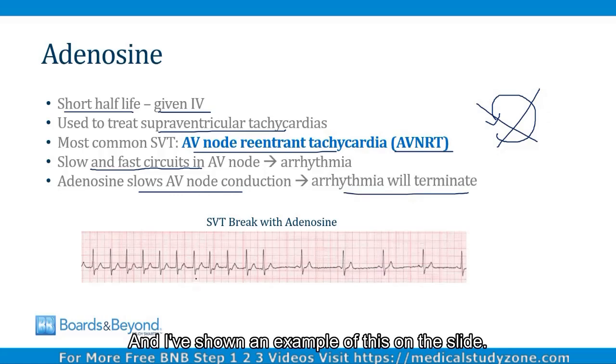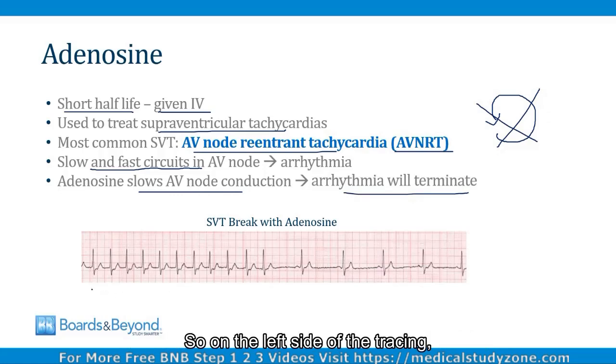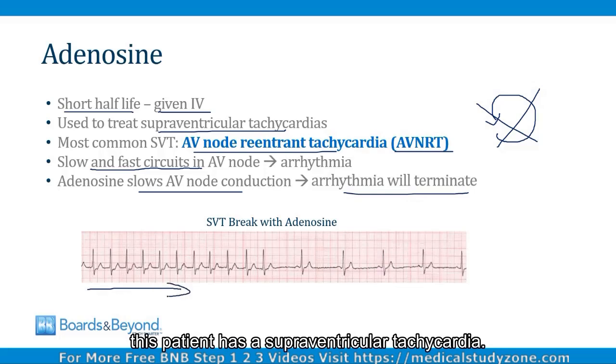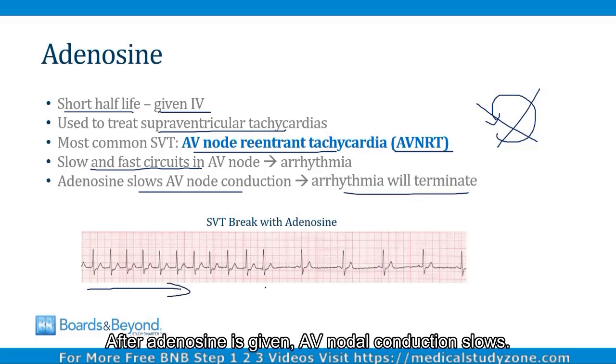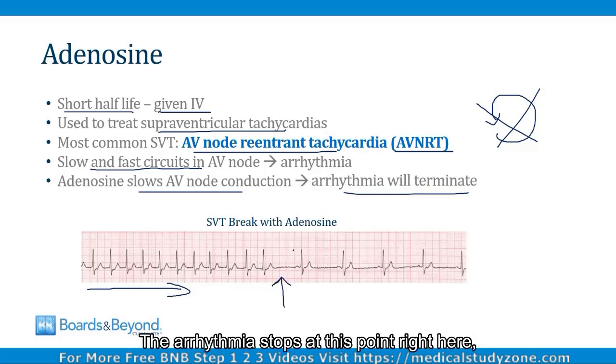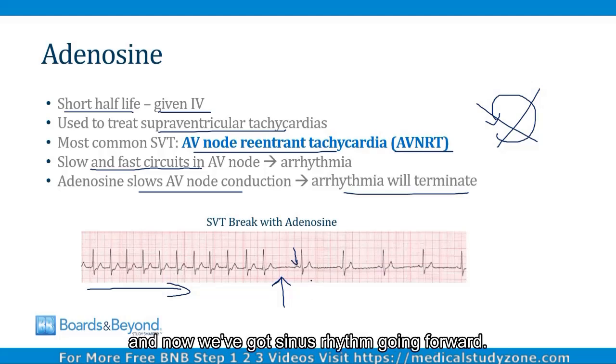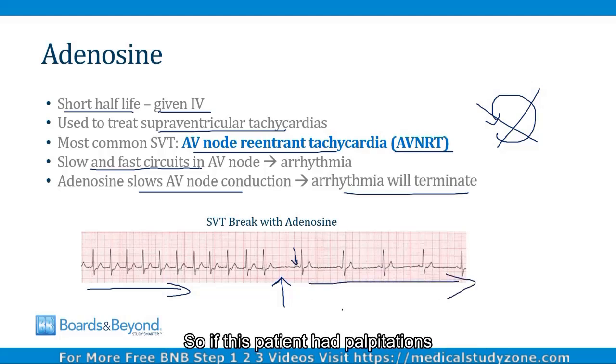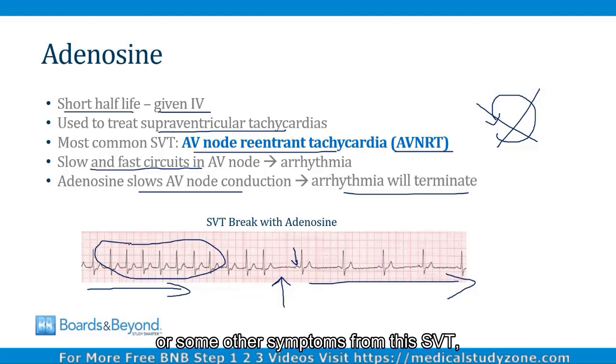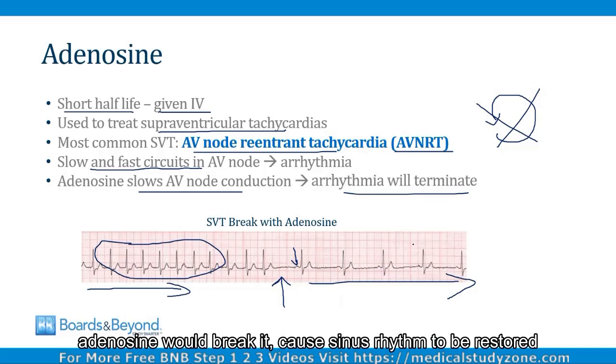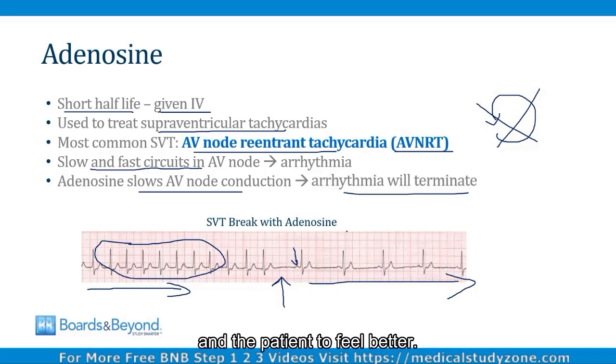And I've shown an example of this on the slide. So on the left side of the tracing, this patient has a supraventricular tachycardia. After adenosine is given, AV nodal conduction slows. The arrhythmia stops at this point right here, and then we have a P wave develop, and now we've got sinus rhythm going forward. So if this patient had palpitations or some other symptoms from this SVT, adenosine would break it, cause sinus rhythm to be restored, and the patient to feel better.